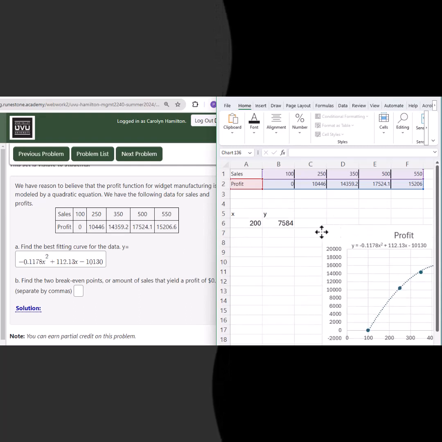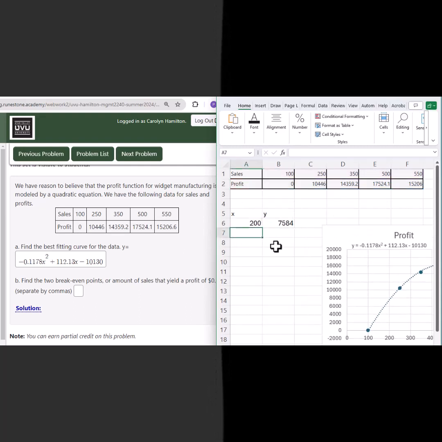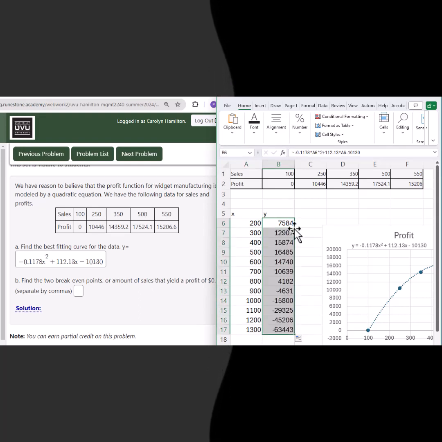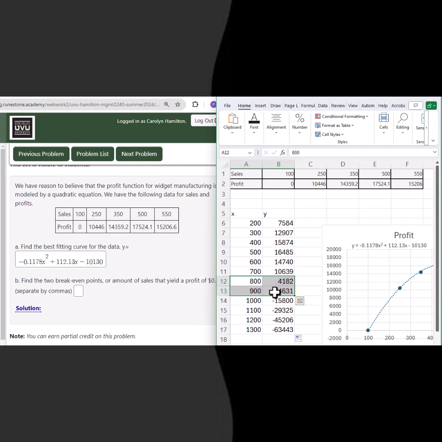So let me put in some points. That goes up to 550, so 200, 300, 400, and so on up until, I don't know what, 1300. Let me copy this formula down. And in between 800 and 900, I can see that the profit goes from a positive number to a negative. So I'm expecting a 0 point somewhere in here, and then another one somewhere back around 100.